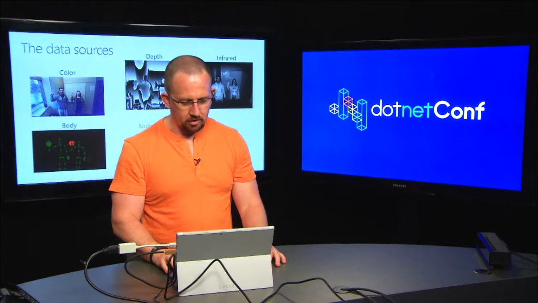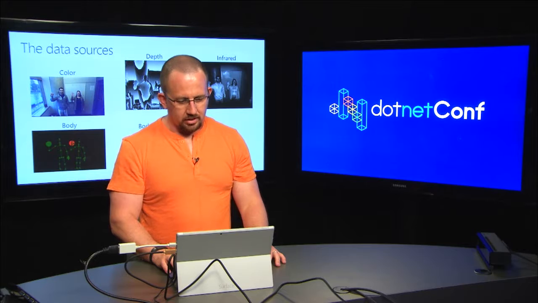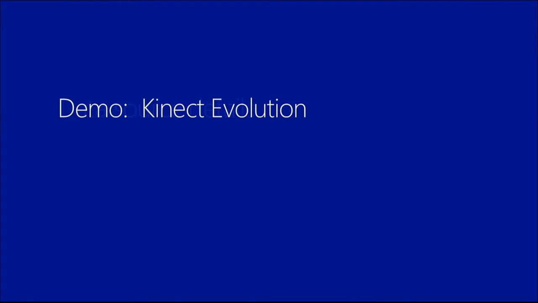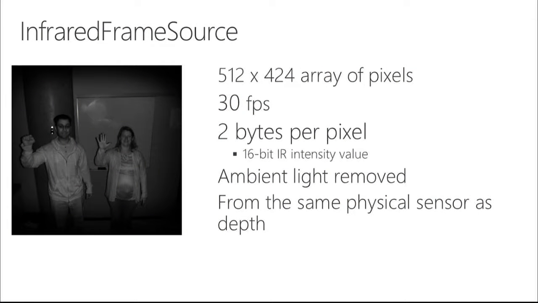Okay, so let's go through these data sources now. Again, here are a couple of my teammates shown, the same kind of view shown in all of the different sources that we just looked at. We just did the demo, but let's go through these sources in a little bit more detail. The infrared data, or as it's called in the SDK, the infrared frame source, is a 512 by 424 array of pixels. It runs at 30 frames per second, and it comes in at 2 bytes per pixel. Again, the ambient light is removed from the sensor, and infrared is actually from the same physical sensor on the Kinect as the depth information.